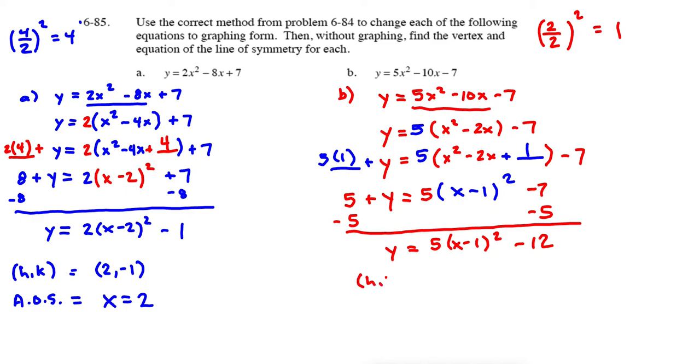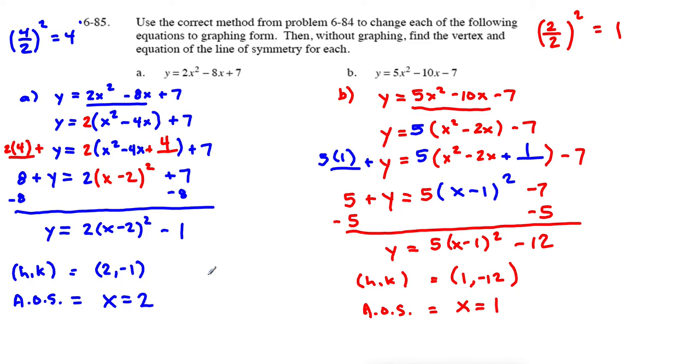Vertex, gotta look for hk. Remember, this is always x minus h, so h has to be 1. And our k has to be negative 12. So our vertex is at the point 1, negative 12, which makes our axis of symmetry that runs right through this x coordinate x equals 1. Remember, that's an equation for a line, a vertical line.